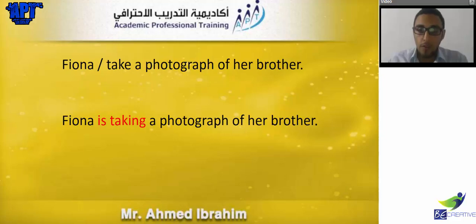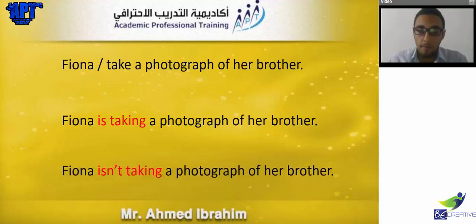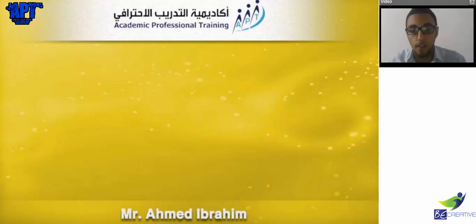Now if I want to make it negative, Fiona isn't taking a photograph of her brother. And be very, very careful. Some people don't know how to make it negative, and some people make mistakes and don't know where to put not in the sentence. Sometimes before the verb to be, sometimes after the main verb I have in the sentence. To make any sentence negative, not comes after the helping verb. In this case, we have verb to be.